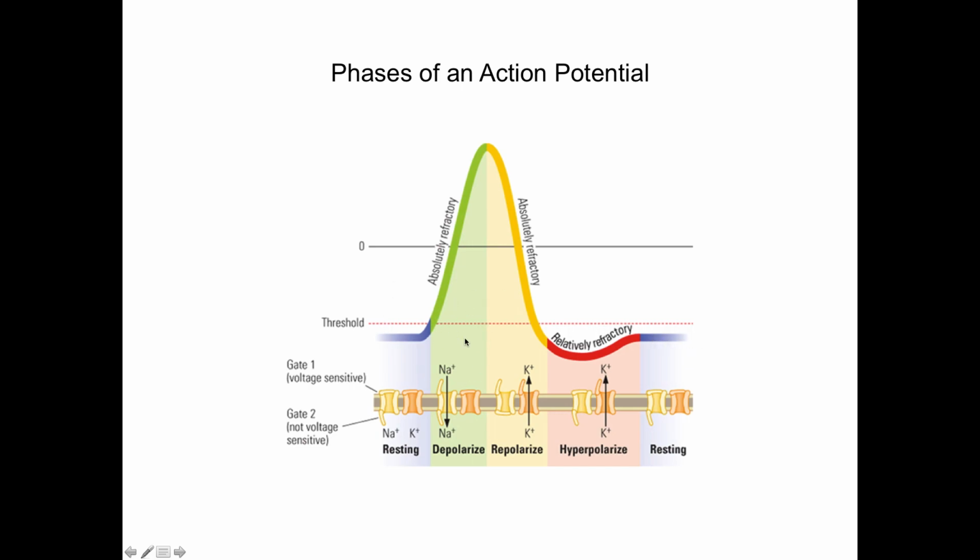Whenever the sodium channels are open, or whenever this is going down, this part is called the absolute refractory period. During this part, no action potential can happen ever. During the relative refractory period, an action potential could happen, but only if it was stronger than the previous stimulus. So it has to be really strong for an action potential to happen in this time.